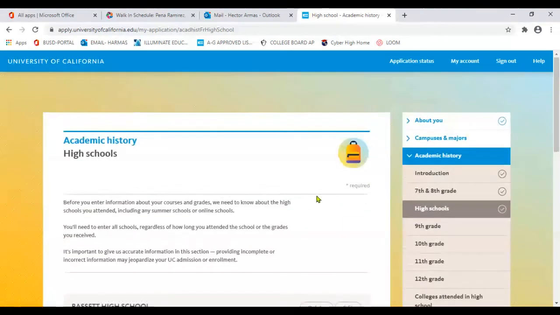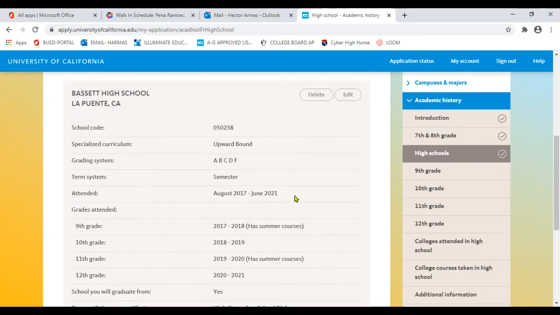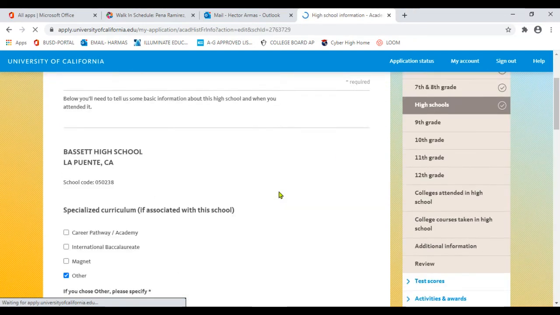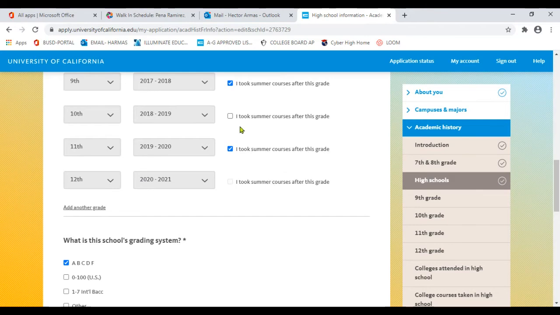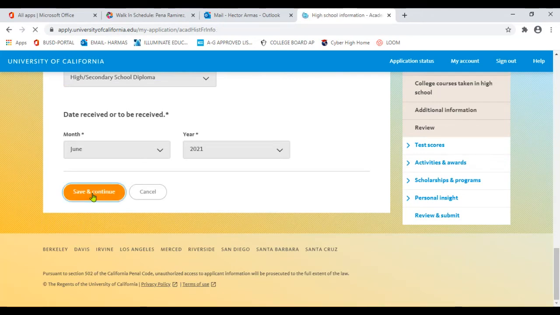Okay, here it is. So if you notice right here, it says that in the 9th grade, I took classes after summer school, but in the 10th grade, I didn't write it down. And I just realized that I did take a math one in the summer. So now I'm going to hit edit and I'm going to make a correction there. So I'm going to come here and I'm going to say, okay, I also took a summer class after my 10th grade. So now I'm going to come here, save and continue.